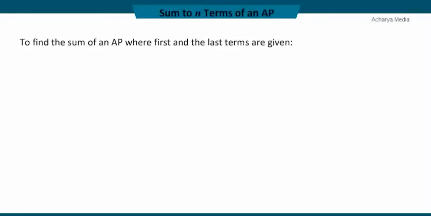Sometimes we are given an AP with only its first term and the nth term. How do we find its sum? Let us make matters simple. Call the nth term as the last term and denote it by L. Then the sequence can be written as shown.